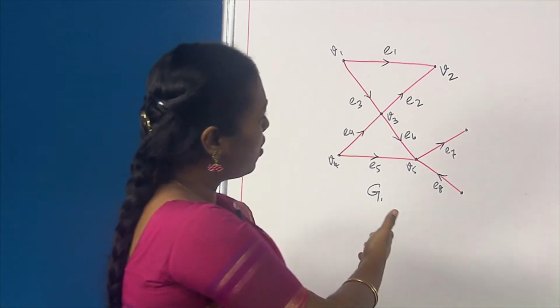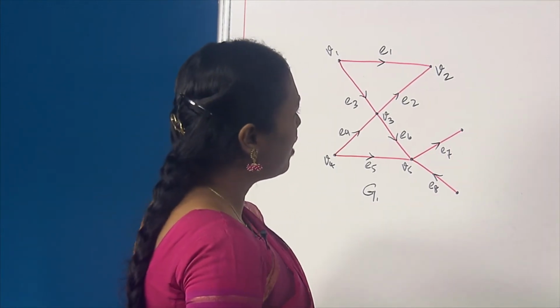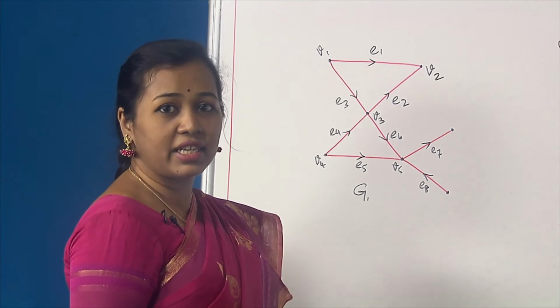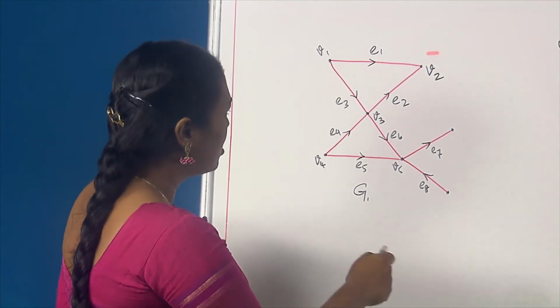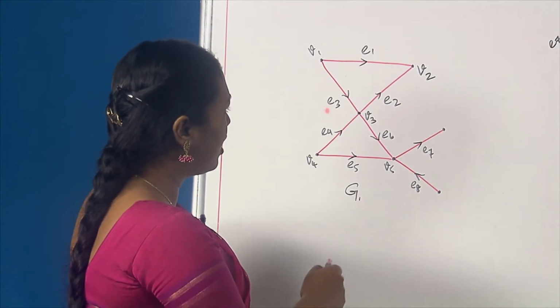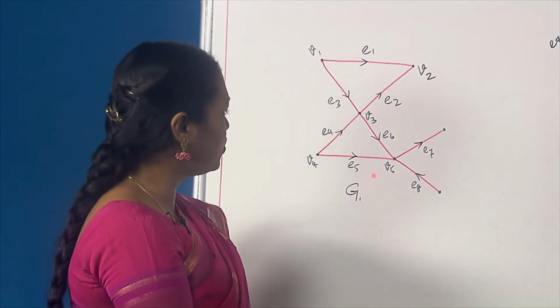Now behind me on this board, we have some graphs. As you can all see, these are all directed graphs. You can see the arrow marks, so these are all directed graphs. Now let's start with the graph G1.